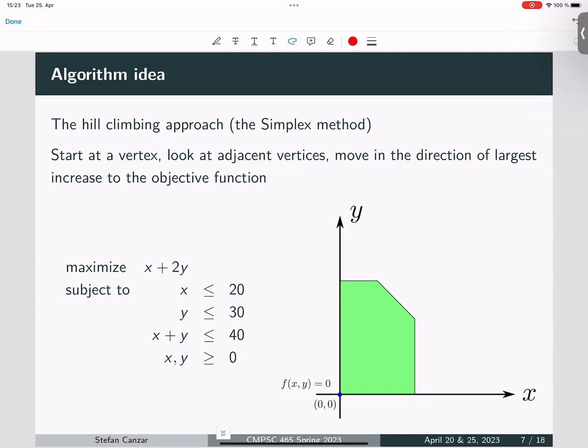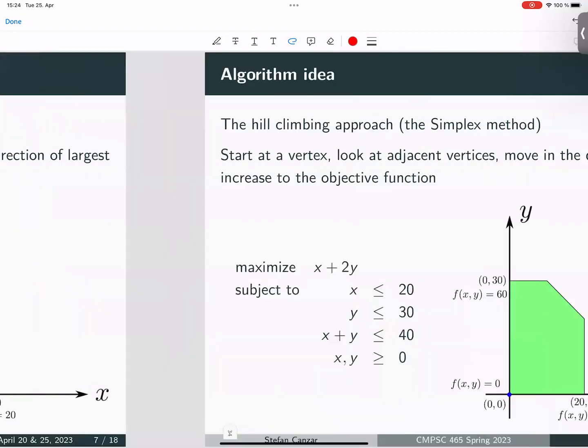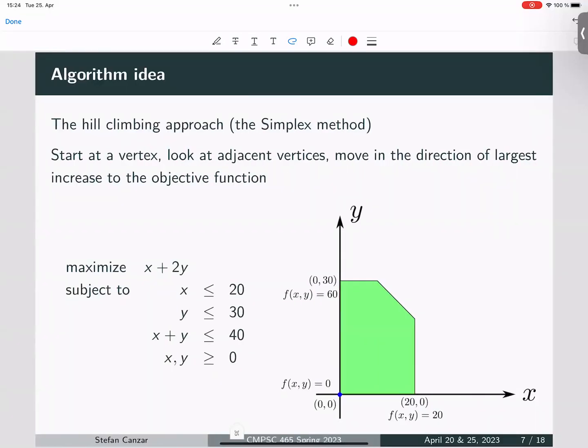And what we will do now is simply evaluate the neighboring vertices, which in this case is this one here. This is a neighboring vertex, and this is a neighboring vertex. So let's start with the first one here. It has coordinates 20, 0. If you plug this point into our objective, we will see that the score is 20. 20 is larger than 0. But before going there, we will also check the other neighbor, which is this vertex here. This vertex has coordinates 0, 30. If you plug it in, you see that the score is 60. We're trying to maximize, so 60 is larger than 20, and we'll jump in the next step to this vertex. So this is going to be our next vertex.